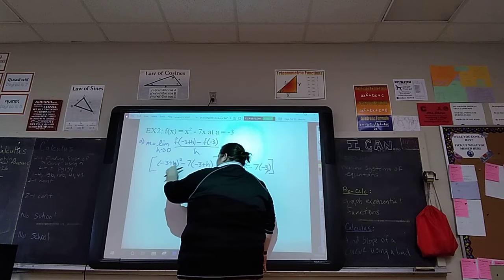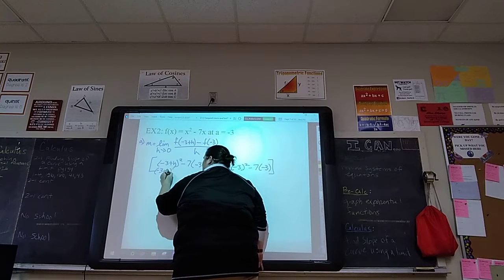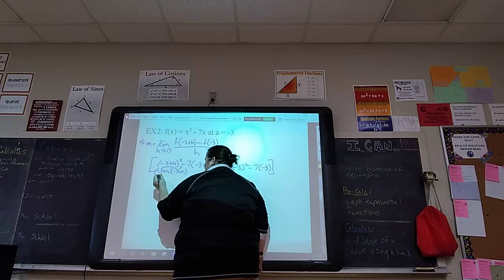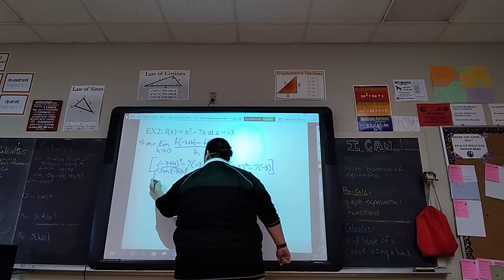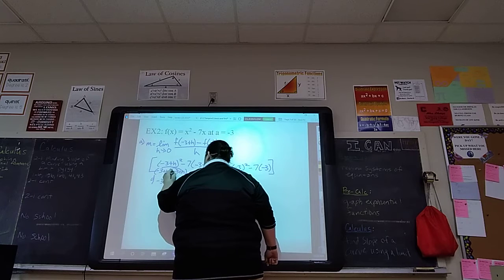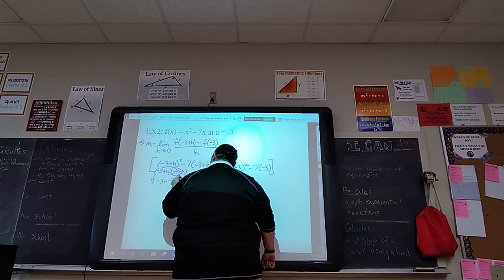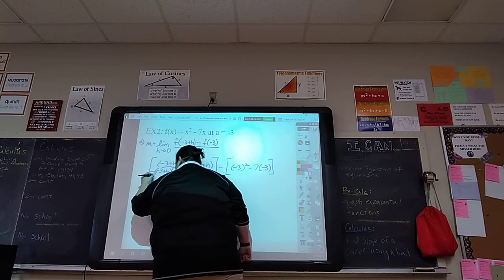So this negative 3 plus h squared, what's that asking us to do with negative 3 plus h? Negative 3 times negative 3 is 9. Negative 3 times h is negative 3h. Negative h times negative 3 is negative 3h. H times h is h squared. There's a pattern there, so sometimes you get good at it.